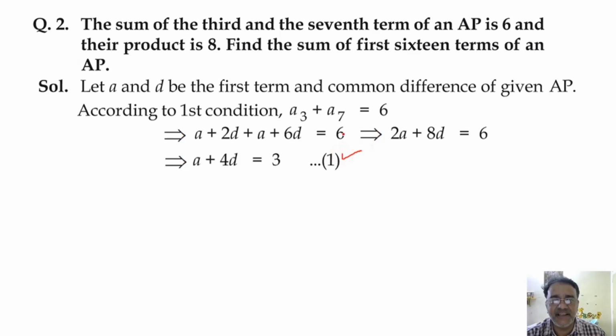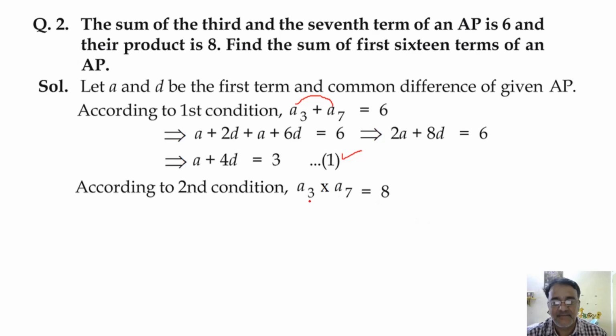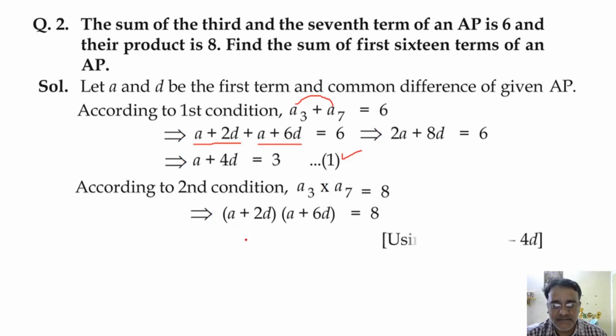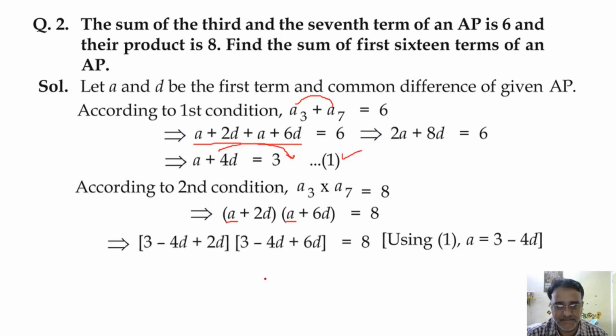Now the second condition is given. The product of these two is 8. That is A3 into A7 is equal to 8. That is A plus 2D into A plus 6D is equal to 8. Now we can substitute A is equal to 3 minus 4D here. So this becomes 3 minus 2D and this becomes 3 plus 2D.